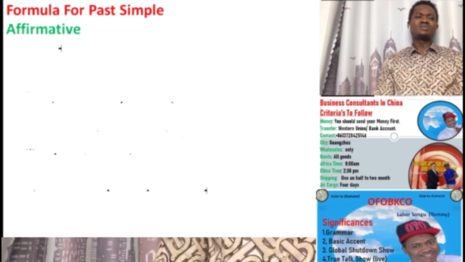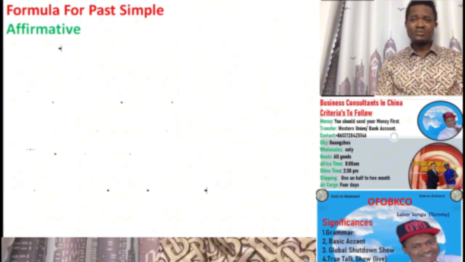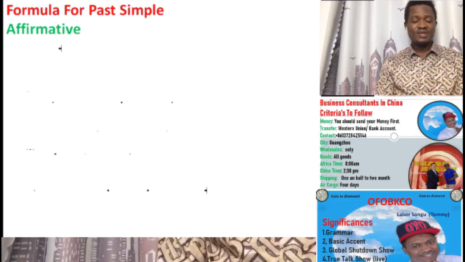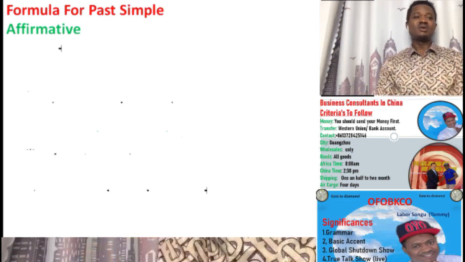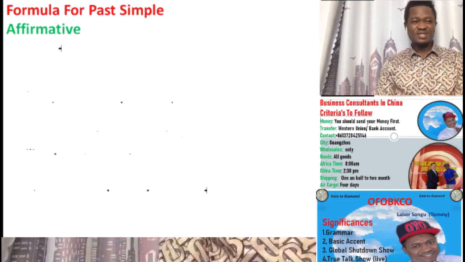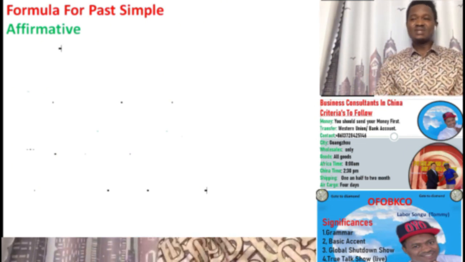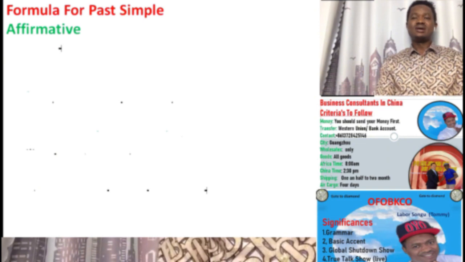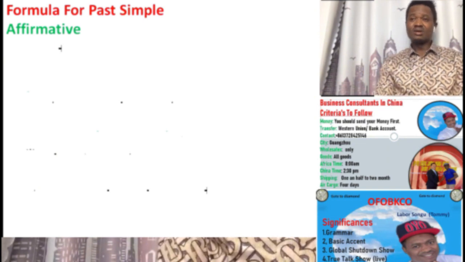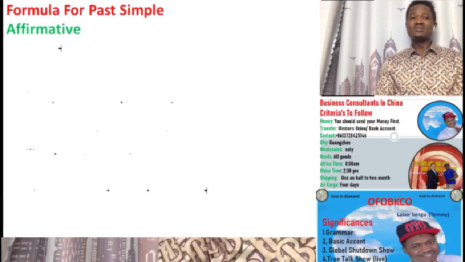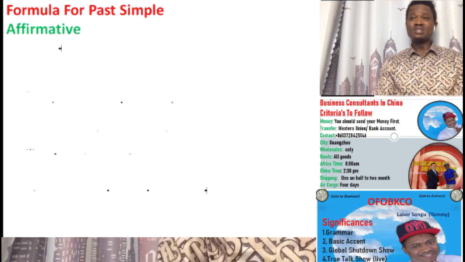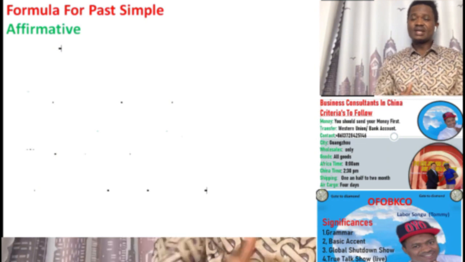Affirmative. So when we are talking about the formula for past simple, we got to talk about the affirmative form, that is the positive form. Then we got to talk about the negative form. Then we got to talk about the interrogative form, that is the question form. So these are the three forms we got to talk about in the past simple. Also, we got to talk about the verb to be, because we got to use the verb to be in all these forms.